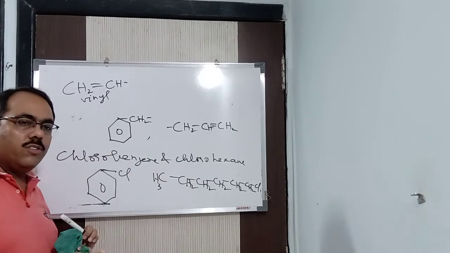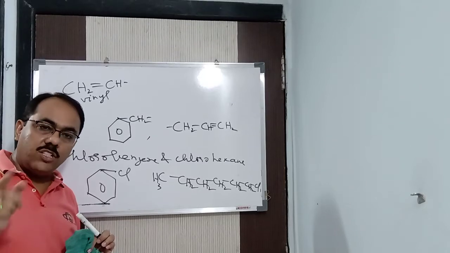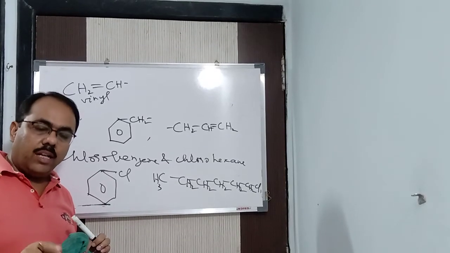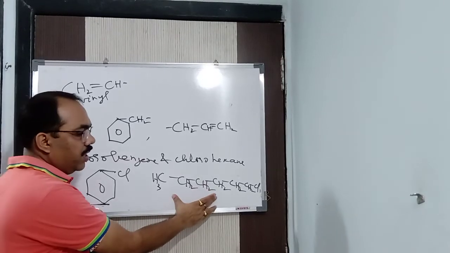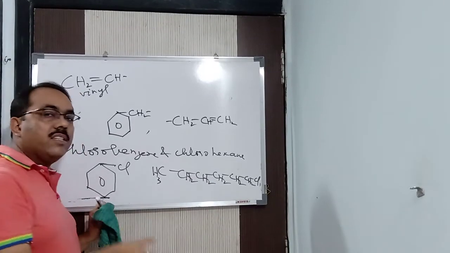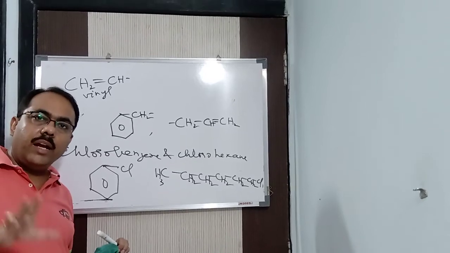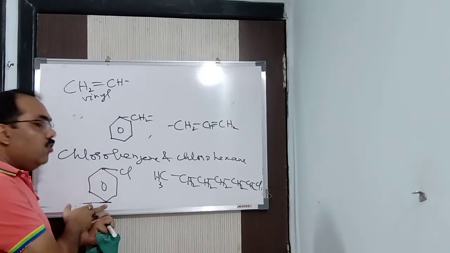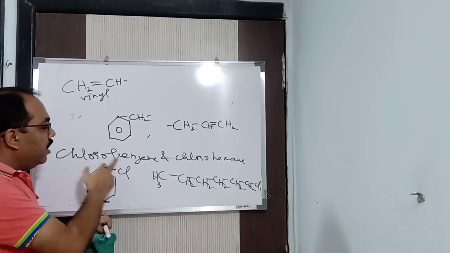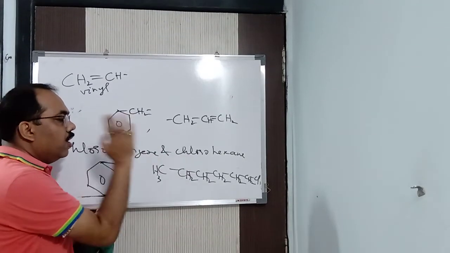After forming hexanol, you add dilute HNO3 to acidify it and then add silver nitrate solution. You will get a white precipitate here, but no such reaction with chlorobenzene. In this way we can differentiate between chlorobenzene and chlorohexane.